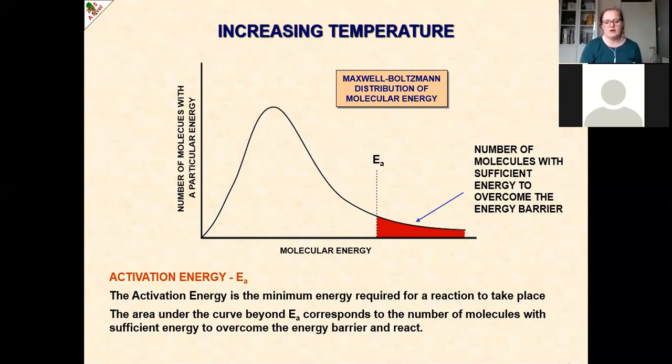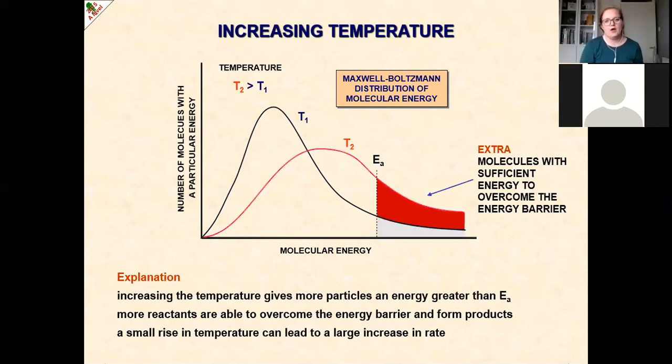So therefore, if we then increase the temperature, what we then have is this area under the graph here. We've got an increased amount of molecules with the activation energy, so molecules with sufficient energy to overcome the energy barrier, that amount has increased. So increasing the temperature gives particles more energy, and that energy is greater than the activation energy. So more reactants are able to overcome the energy barrier and form products, and therefore a small rise in temperature can lead to a large increase in rate. So that is what increasing temperature would do.